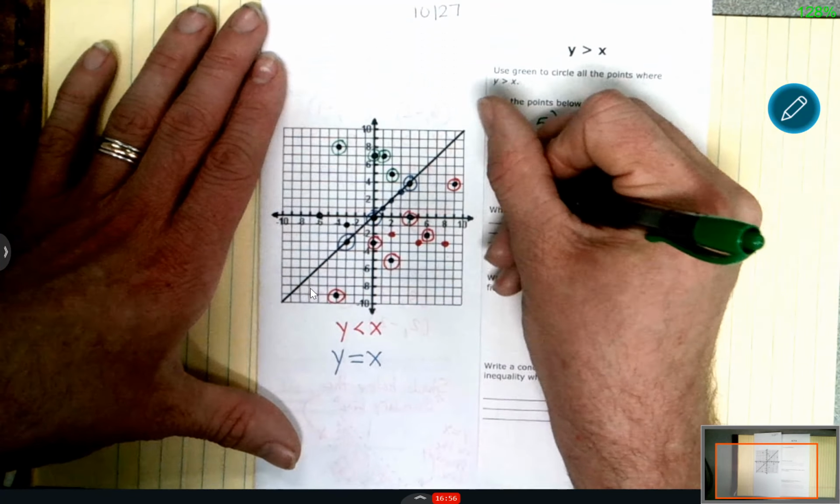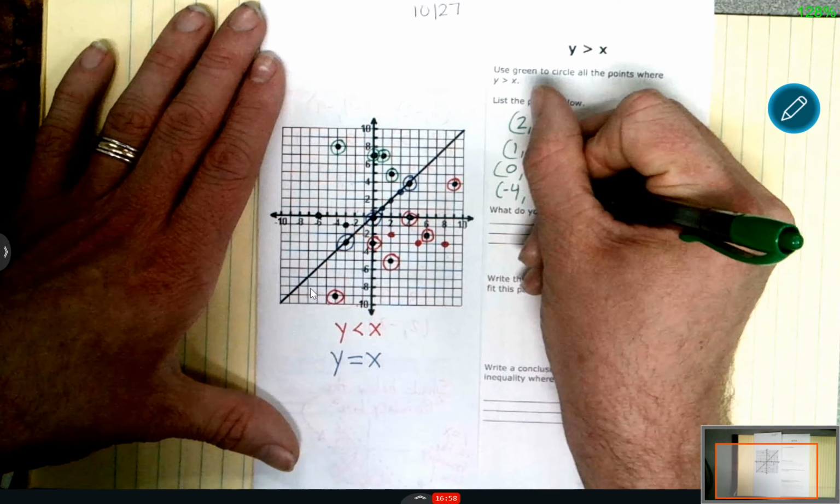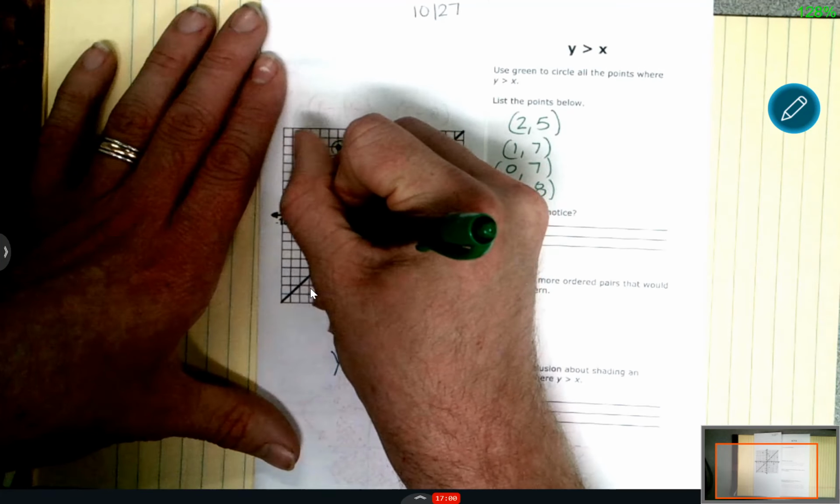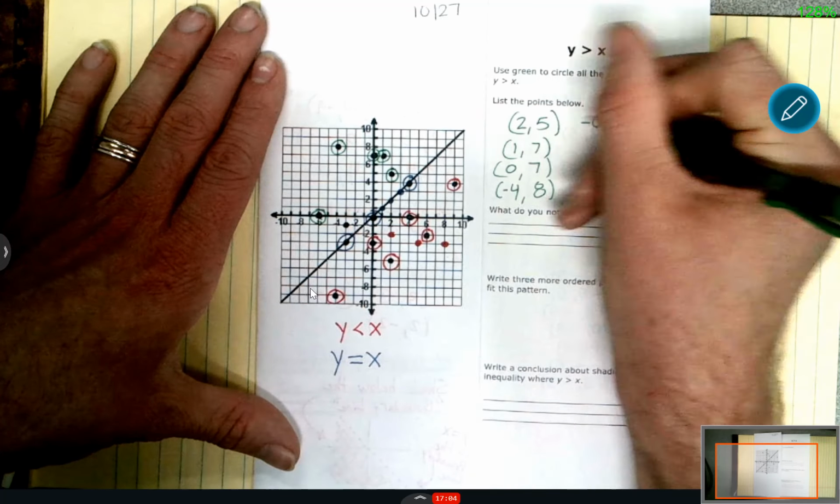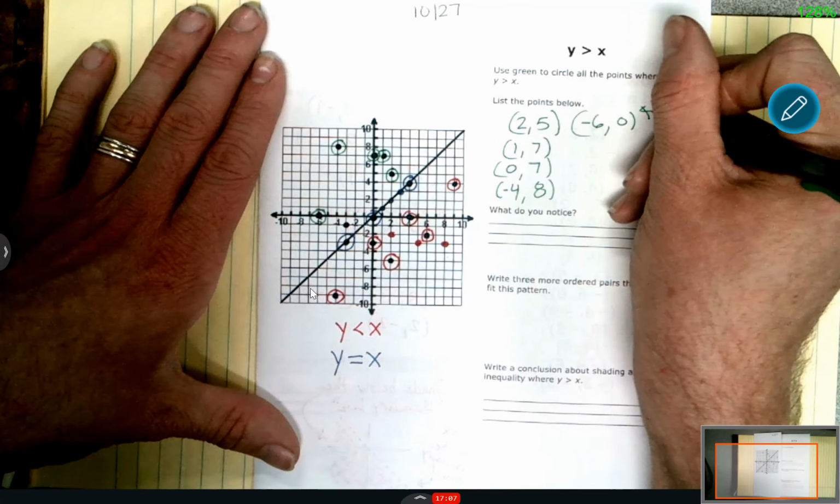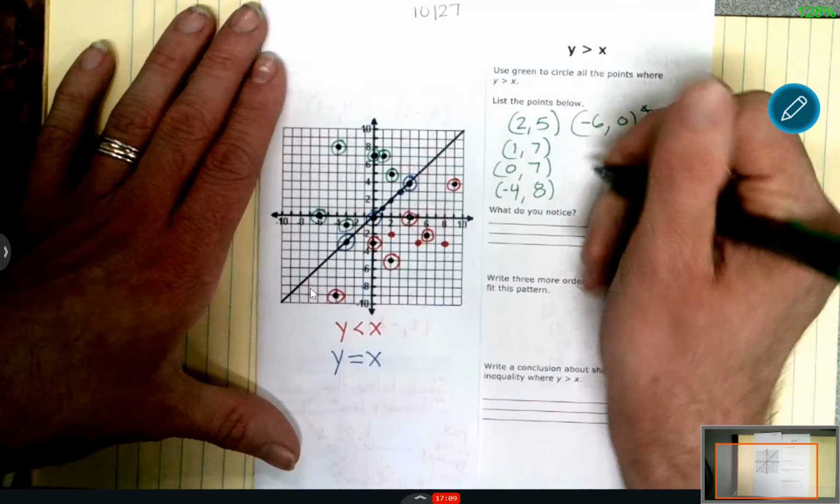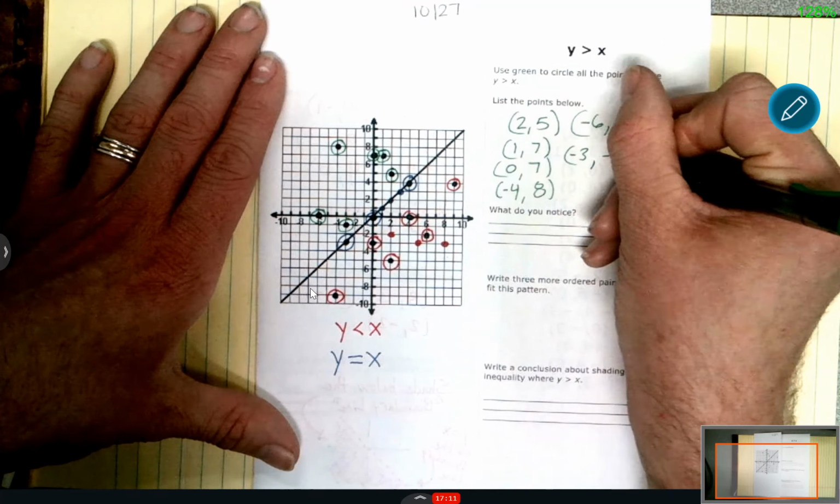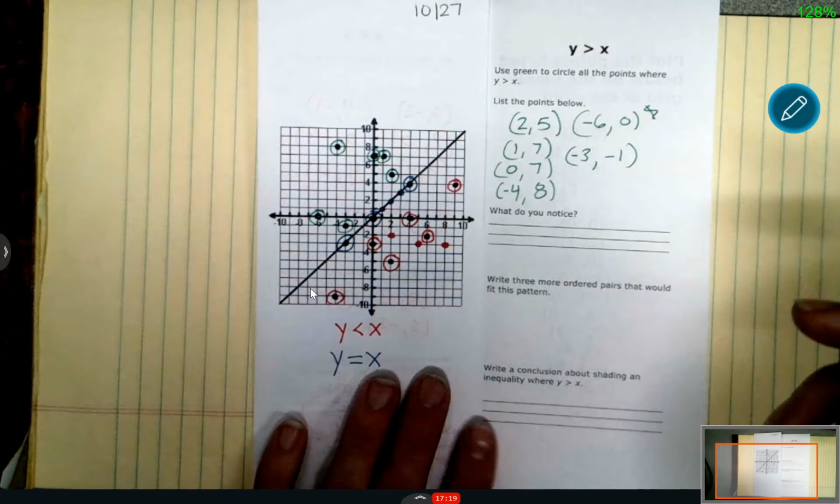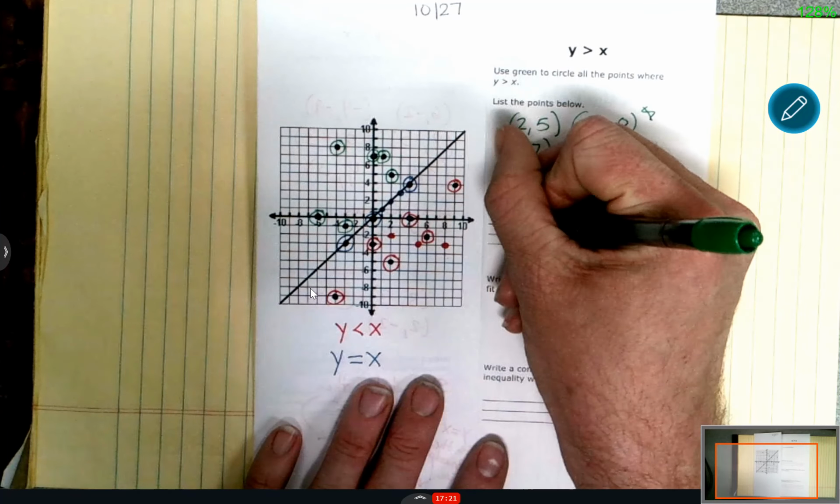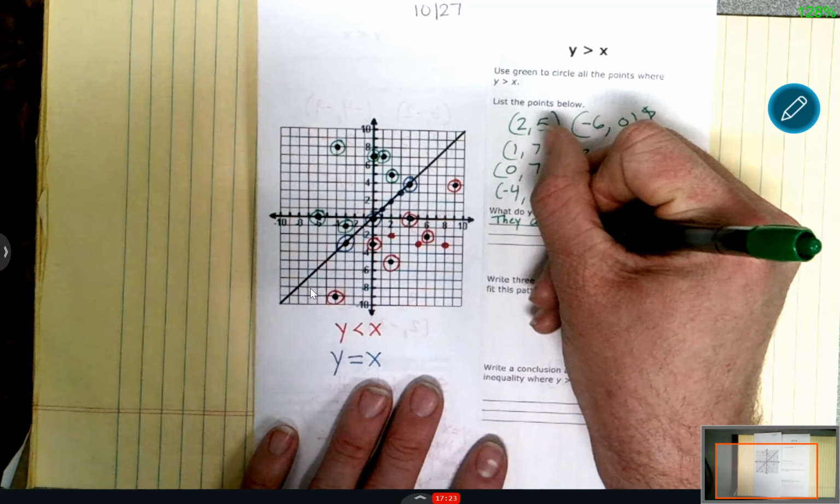(-4, 8), yep. And then (-6, 0). Oh, and I definitely always forget that one. (-3, -1). So all of those are points, and maybe we get the picture at this point, but what do you notice about these points? They are all above the boundary line.